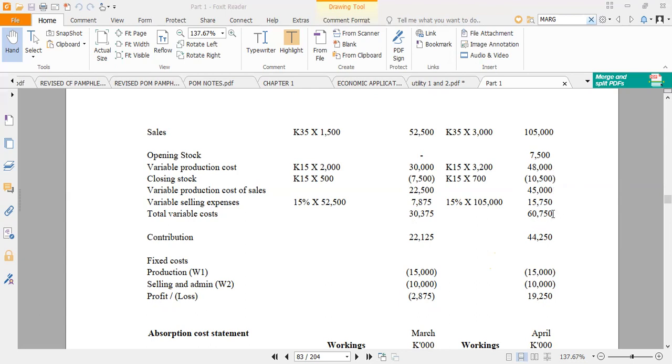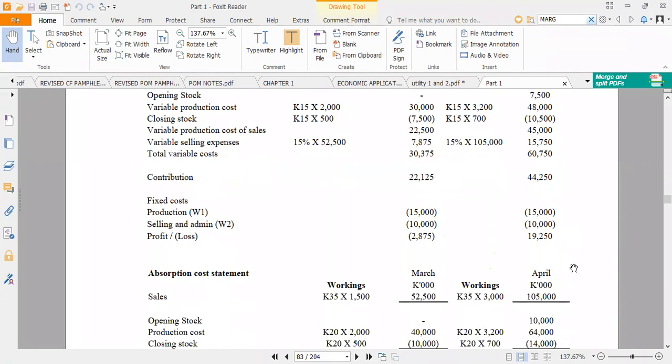There's another format which Mr. Njov is going to send, which may be a bit simplified, after this lesson. It will be sent to you on the group so that people can see, because this format is not that clear. And then contribution is 44,250, which is the sales minus variable cost of sales. Then less the fixed costs, the same fixed costs, which are 15,000 for production and 10,000 for selling and administrative. We are getting 19,250. All right, so that is the profit and loss for marginal costing.